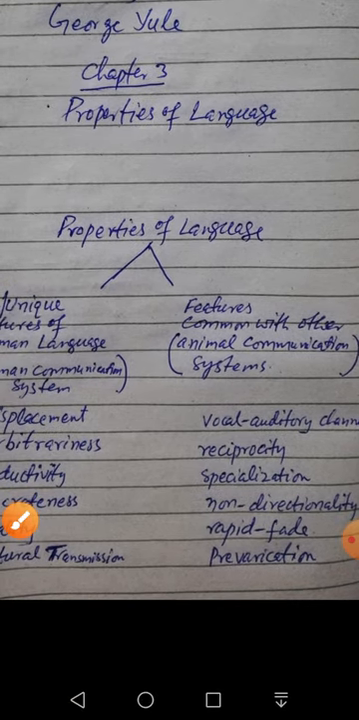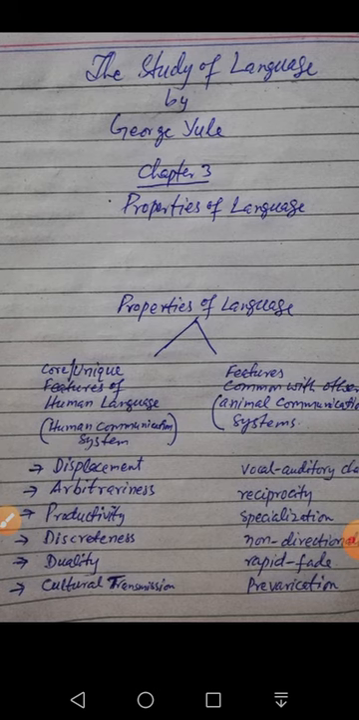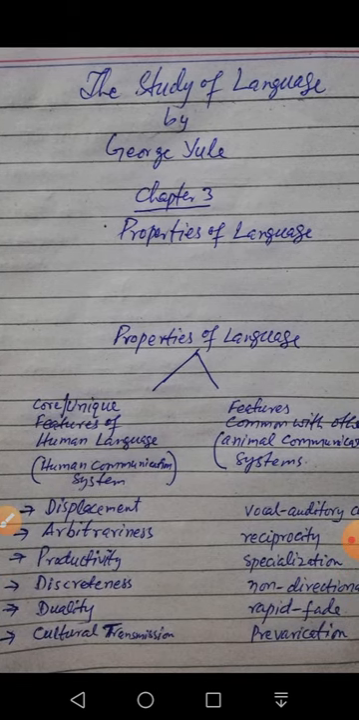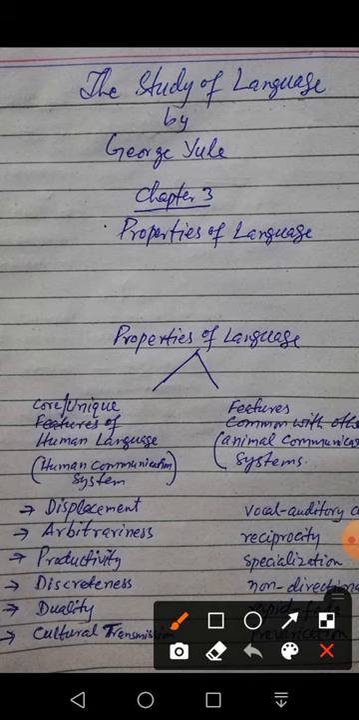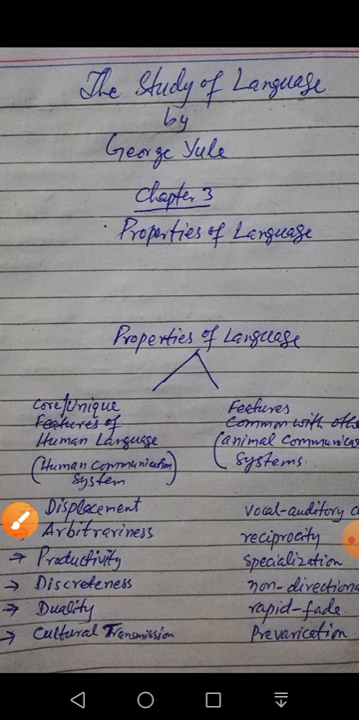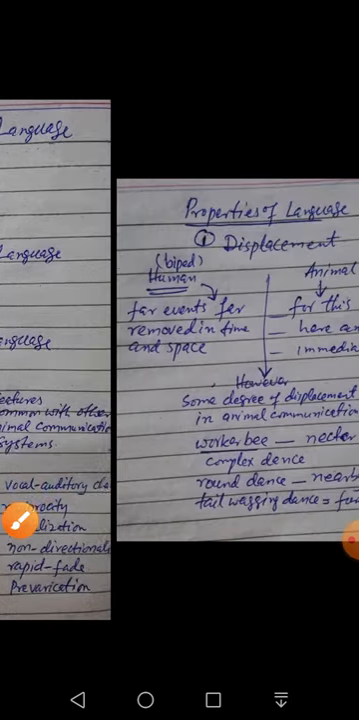As a student you can now put this list of properties into your memory: there are features of human language which are only peculiar to human language. These are six, and there are other six features which are common between human language and other communication systems. Let's discuss these features one by one.